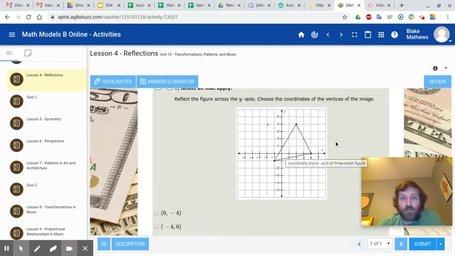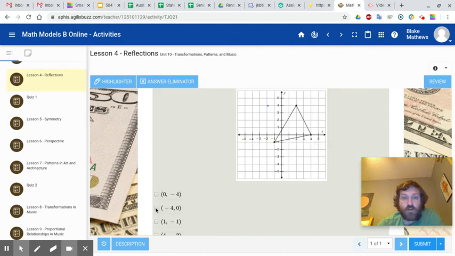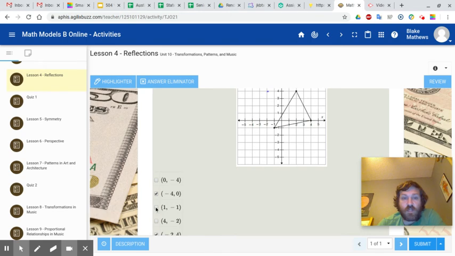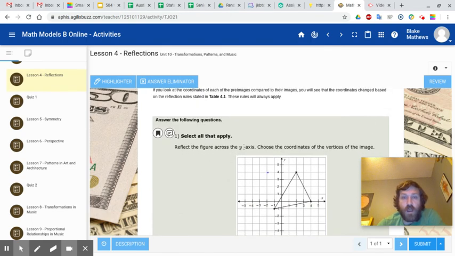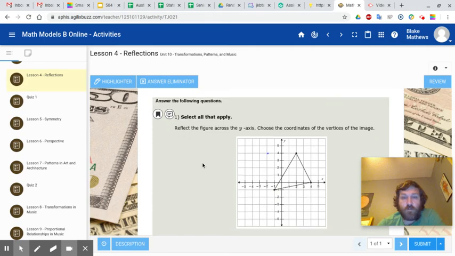And if this is 4, 0, then it's going to be negative 4, 0 because the x value is going to change. And if it's negative 1, negative 1, it's going to be 1, negative 1 because, again, the x value is going to change its sign. So, again, y-axis reflection means you change the x value sign.